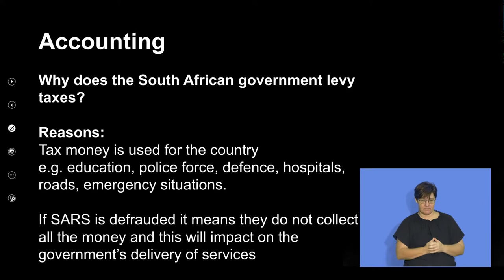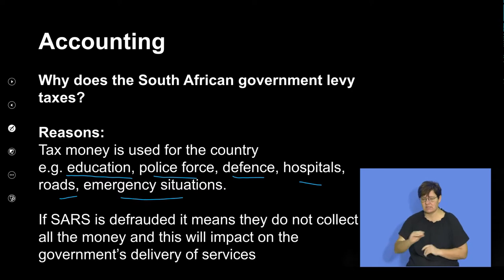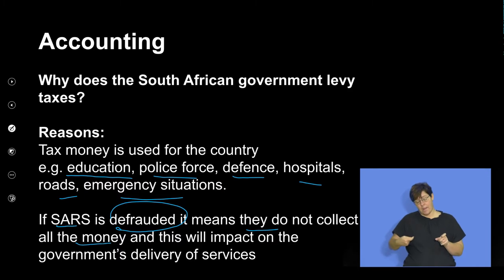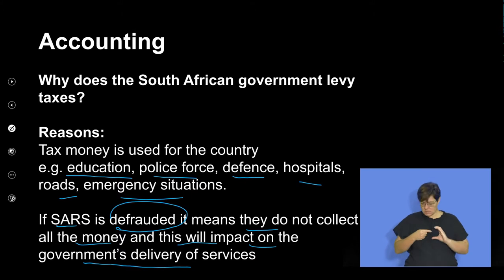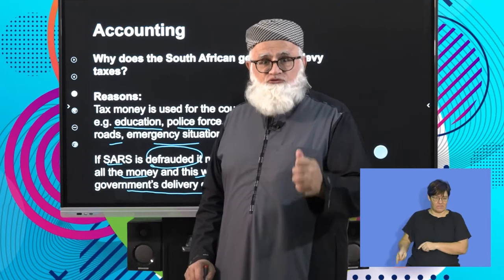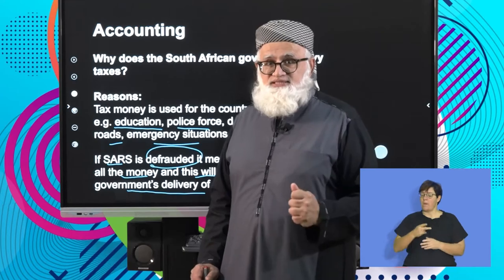The tax money that is collected by the government is used for the country. For example, education, our police force, defense, hospitals, roads, emergency situations. So therefore, if SARS is defrauded, it means that they will not collect all the monies, and this will obviously then impact on the government's delivery of services. And that is why it's important for you as Joe citizen to ensure that you pay your taxes.